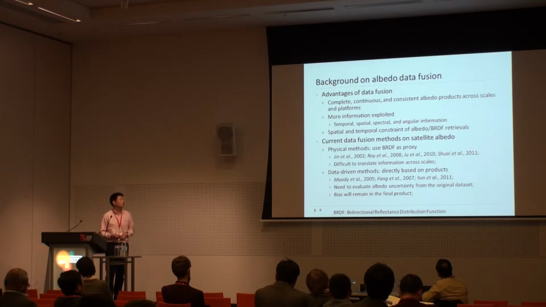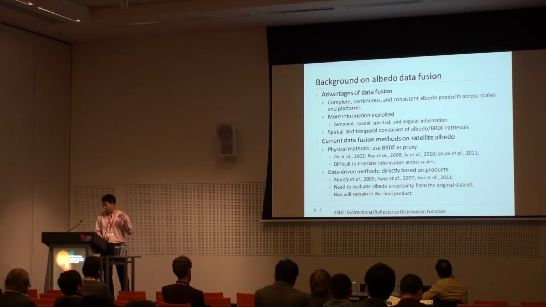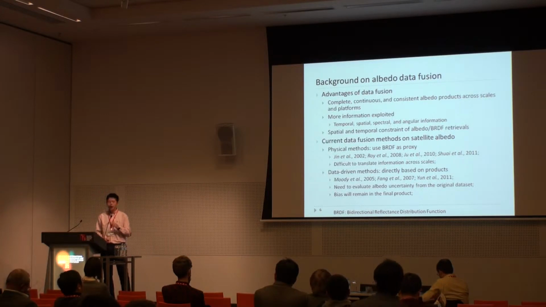There are currently two major kinds of albedo data fusion methods. One is called the BRDF-based method, relying on the bidirectional reflectance distribution function as the proxy. Normally, people would use the MODIS BRDF as a database to transfer the information across scales. But the problem is that sometimes it's very difficult to find homogeneous pixels at different levels of spatial resolutions.